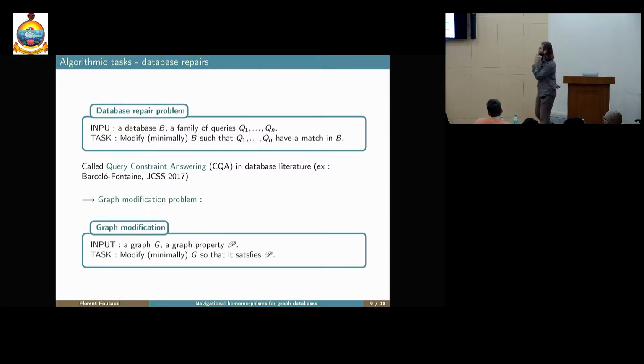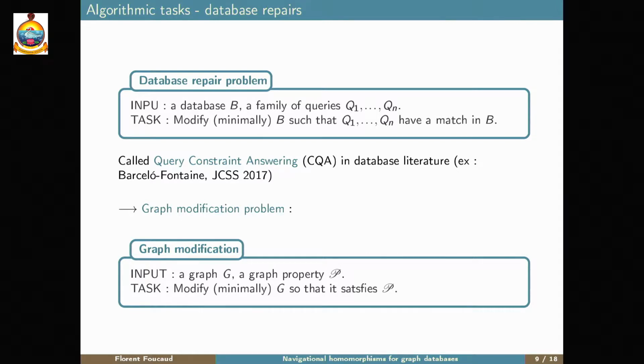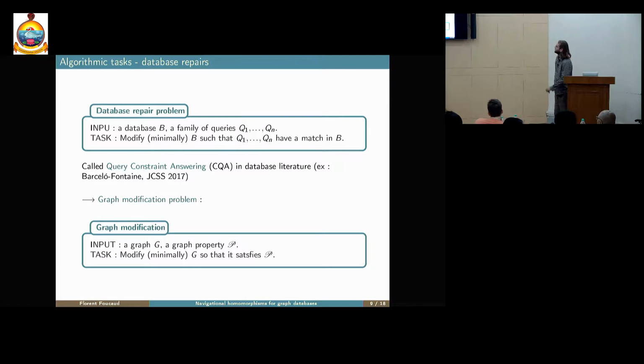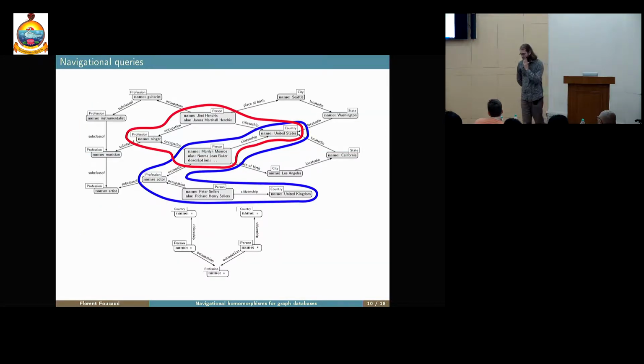Okay, another example that I will just show you for illustration is what people call the database repair problem. You have a database, but you know it is broken. And then you have a family of queries, Q1 to Qn. You want to modify your database in a minimal way such that it will answer all these queries, because supposedly it should be matching all of them. This is what people call query constraint answering. But actually we can view it as a graph modification problem. You have a graph property P, and you want to modify the graph, like remove some edges, maybe some vertices, so that it satisfies your property. Again, this is a connection between the two universes of databases and graphs, and this problem is very, very studied. Lots of people look at that. Just another example.